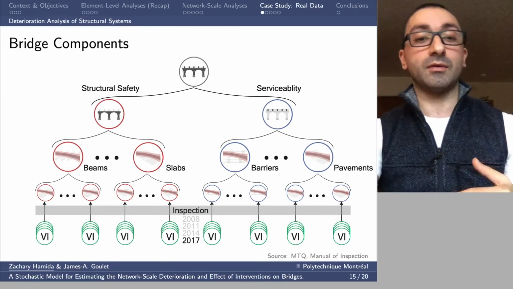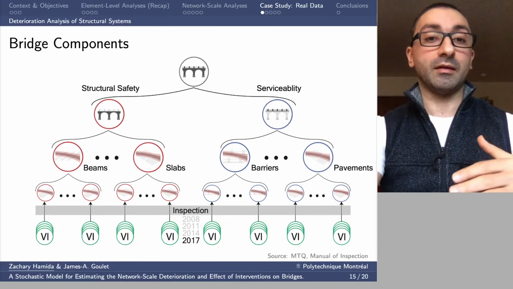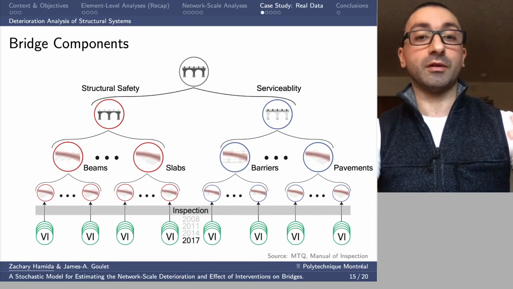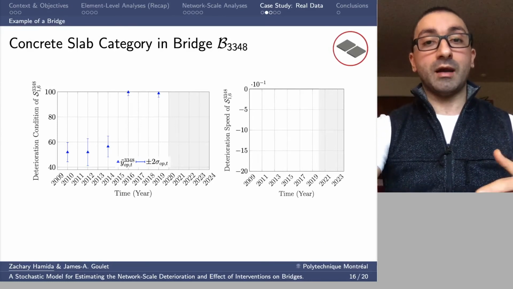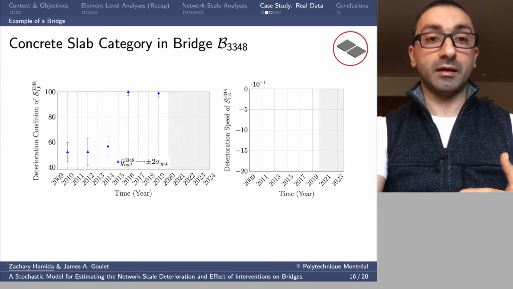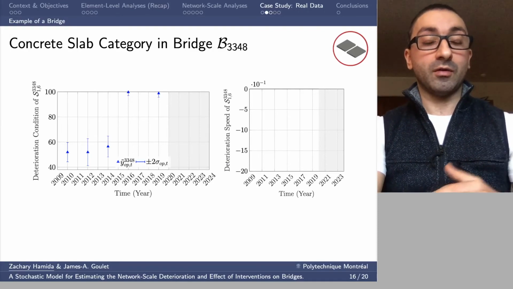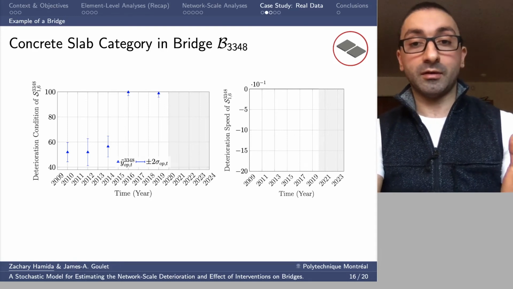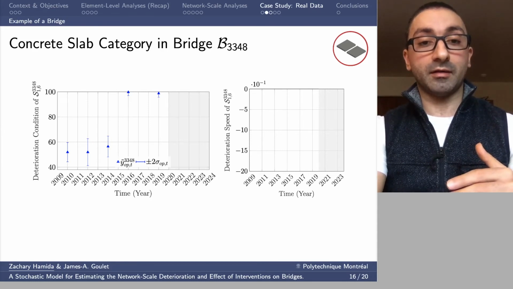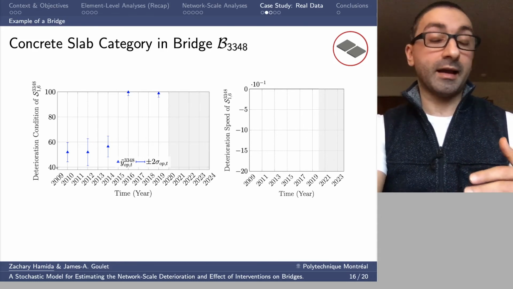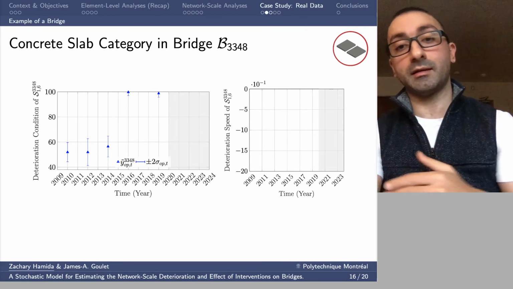And even further for a group of categories, such as the group of elements that are responsible for the structural safety of the bridge or the serviceability of the bridge. So let's look at an example for each. We have the first example, the concrete slab category in this particular bridge. On the left graph is the condition, on the right the speed. On both graphs the timeline is on the x-axis on a yearly scale, and the y-axis on the graph on the left represents the condition, on the right represents the speed.